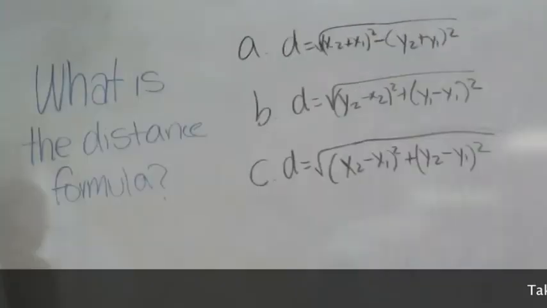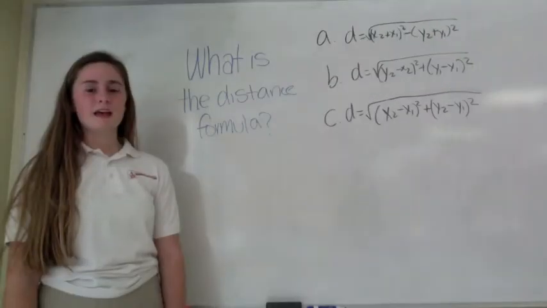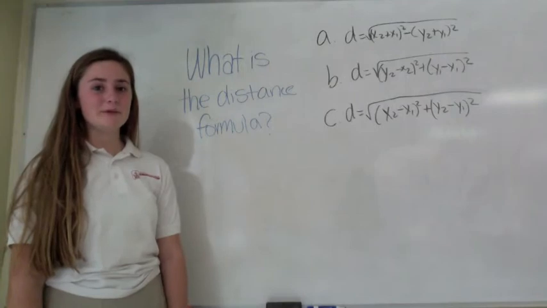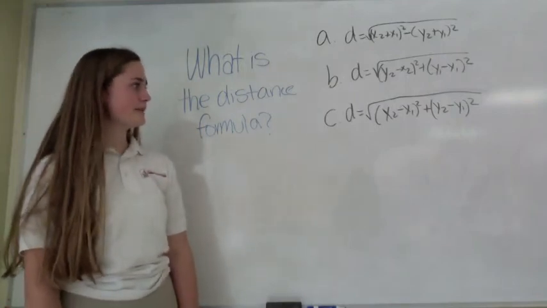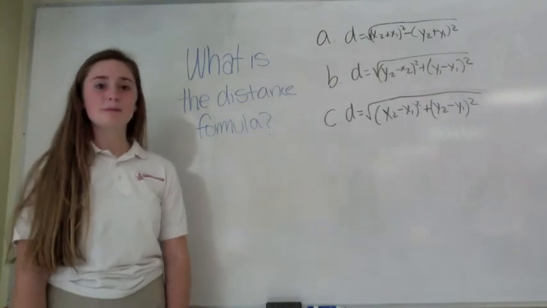And this one's my favorite. What is the distance formula? If you chose C, D equals the square root of x2 minus x1 squared plus y2 minus y1 squared, you are correct.